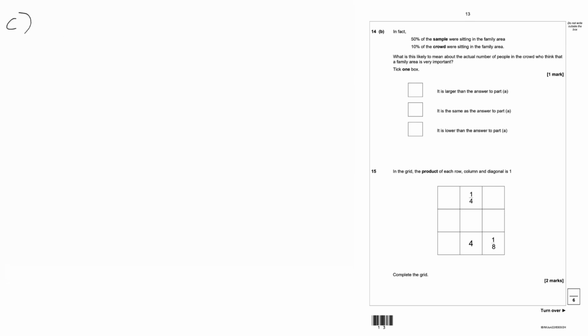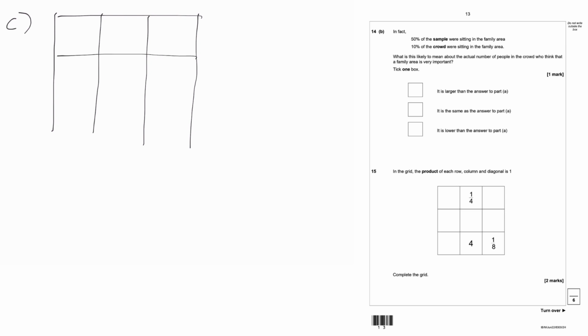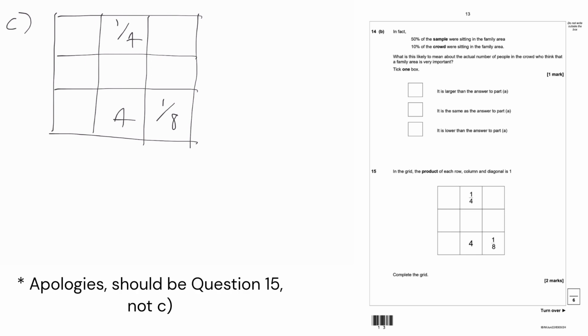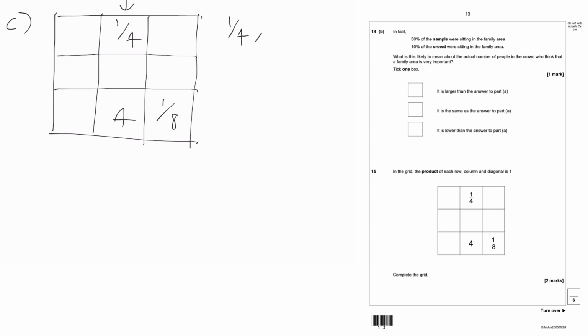So for part C, we're given the following grid, which I'm just going to draw out. So it's a 3x3 grid. We have the following values. And we're told that the product of each row, column, and diagonal is 1. And we want to fill in the rest of these values. So I'm going to start with this column here. And what I'm going to say is I want the product to equal 1. So we've got a quarter times 4 times our unknown value, which I'm going to call y. And this equals 1. So a quarter times 4 is 1. So we have 1 times y, which is just y, equals 1. So in this case, our first value is 1.